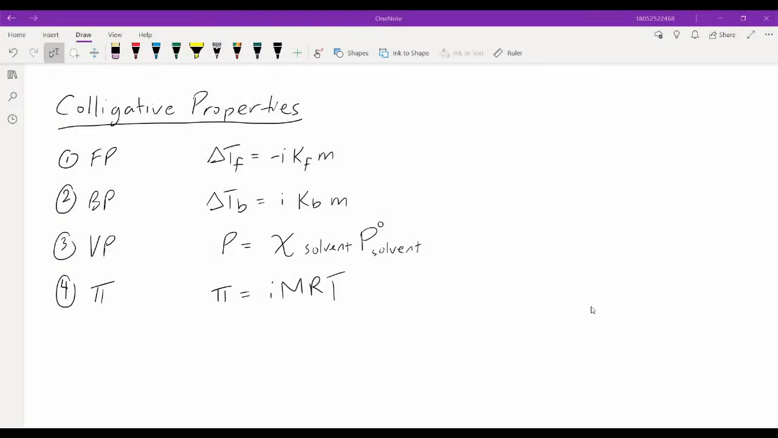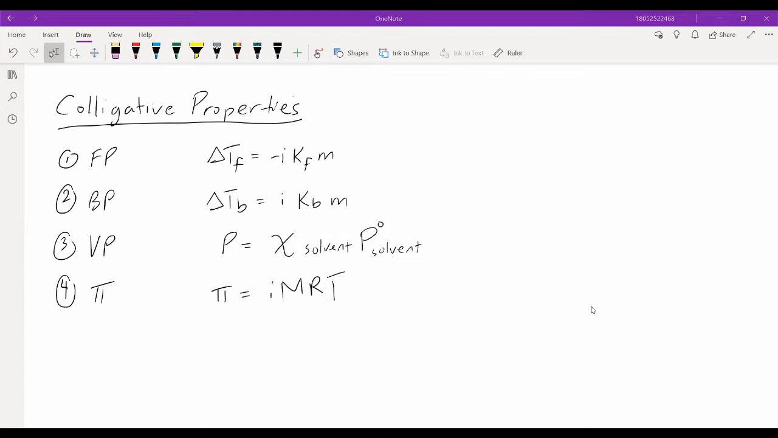Hello. Today we're going to talk about the second part of colligative properties. And in the first part, we talked about Raoult's law and vapor pressure. We did a couple problems. And before that, I had just given a little overview of these four colligative properties.